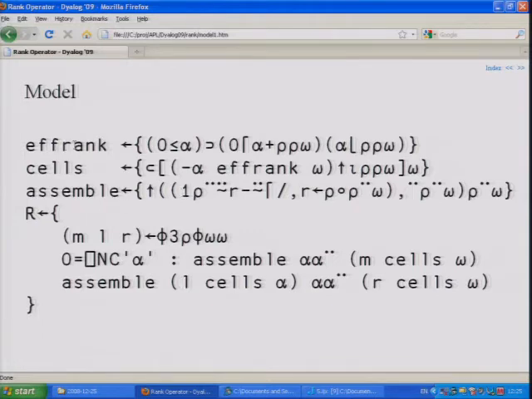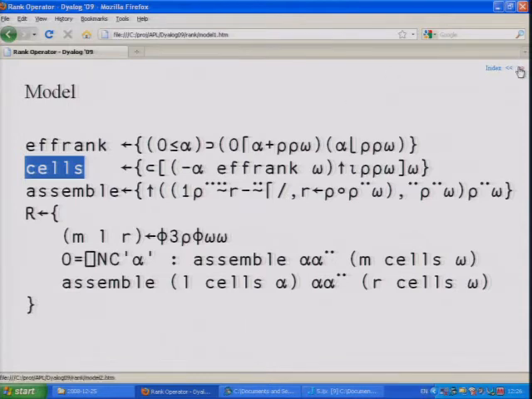F rank means effective rank, and cells is a function that gives you the cells, and assemble is a thing that harmonizes the results from each individual cell, or the application of the function to each cell. So it harmonizes the individual cells into an overall result.